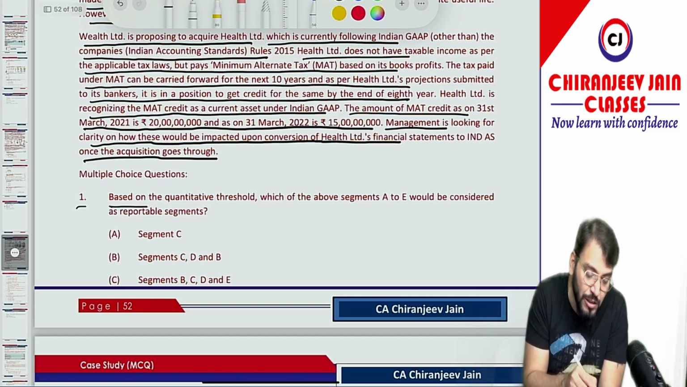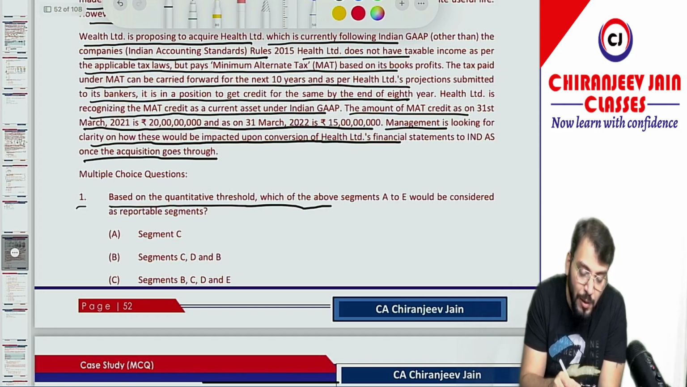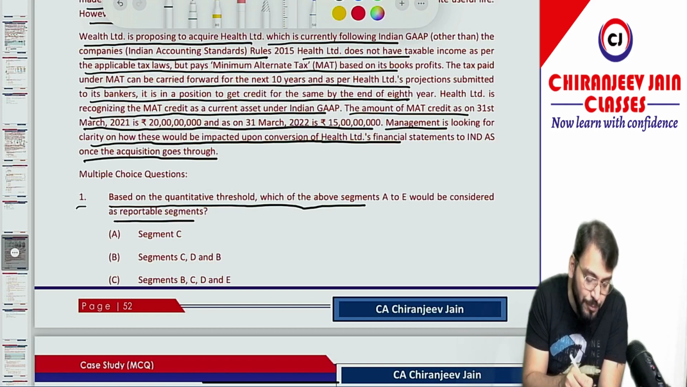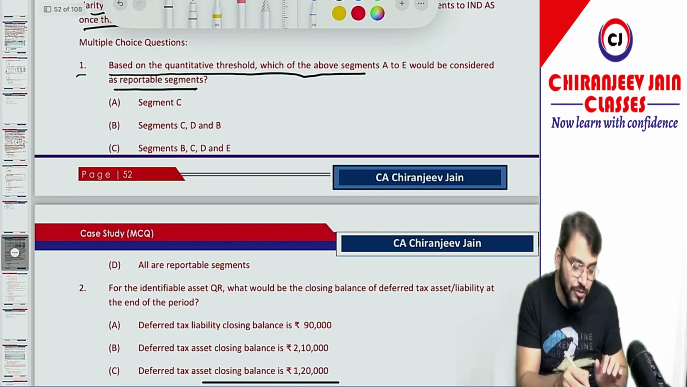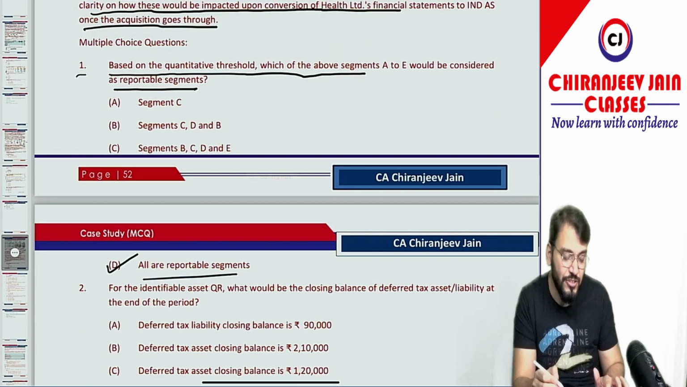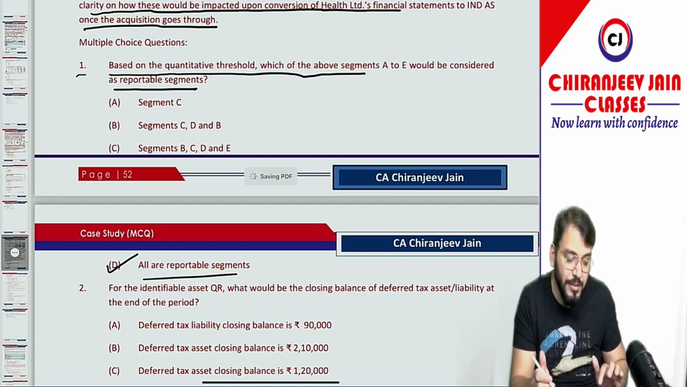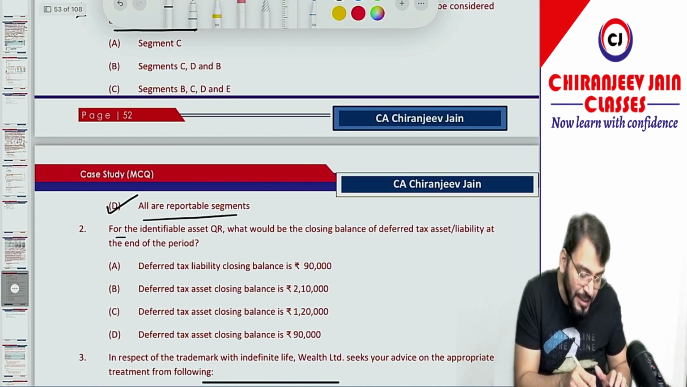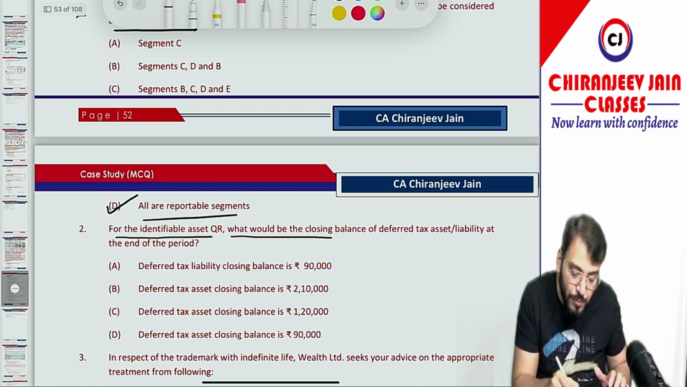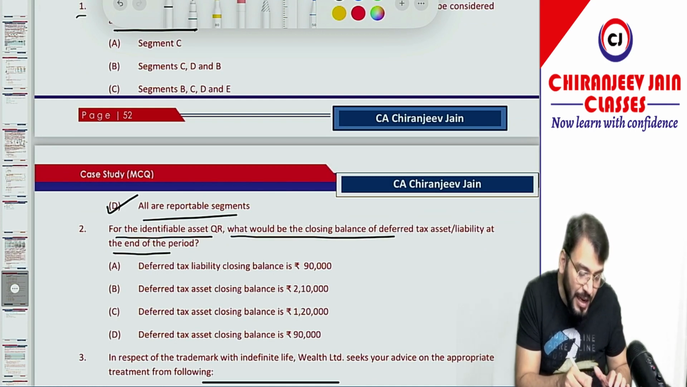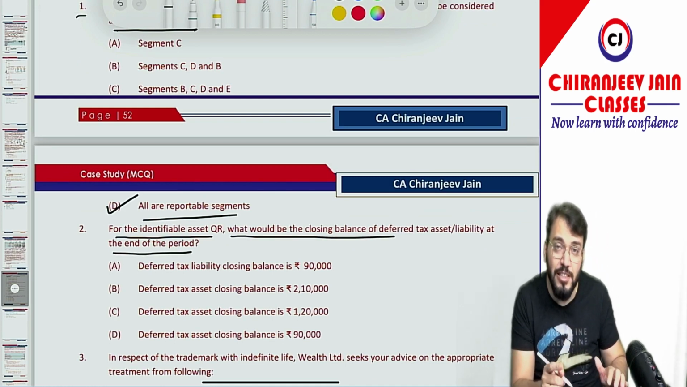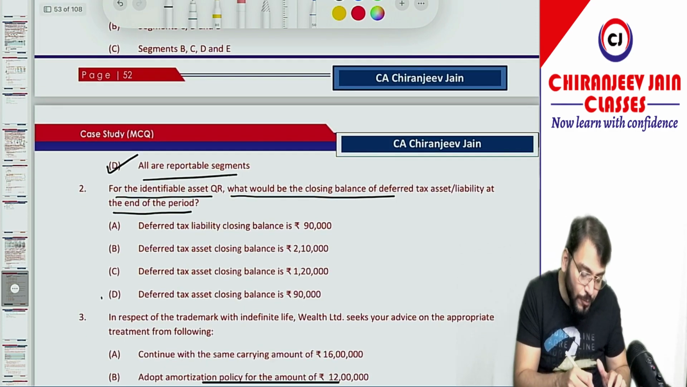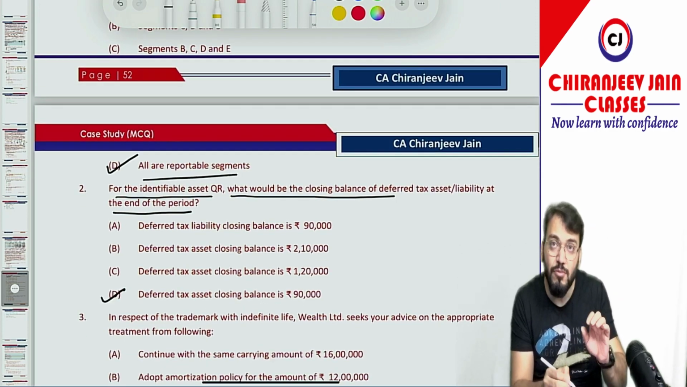So first point, based on the quantitative threshold, which of the above segments would be considered as a reportable segment? So all segments, you can see all are reportable segments. Option D is correct. Yes sir. Next point, for the identifiable assets, what would be the closing balance of DTA or DTL at the end of the period? Already we calculated DTA of 90,000. So option D is correct. DTA closing balance will be 90,000.